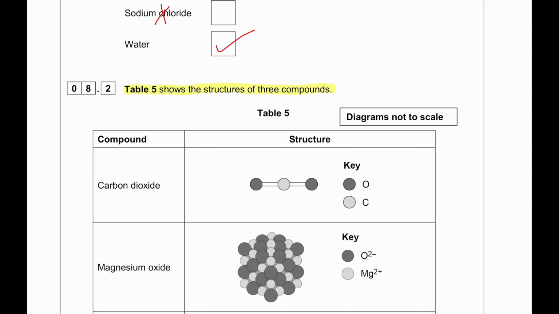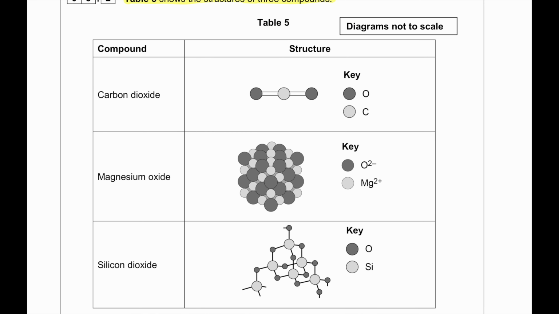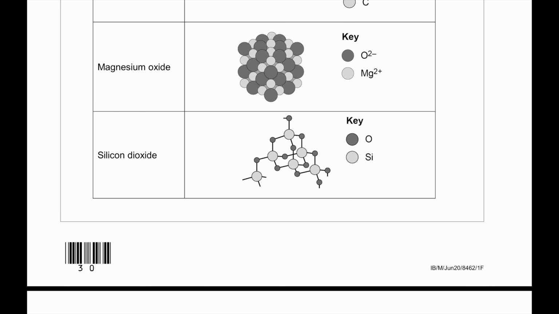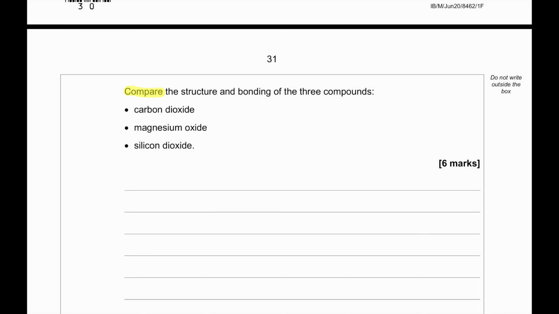Table 5 shows the structure of three compounds. We can see carbon dioxide, magnesium oxide, and silicon dioxide. Compare the structure and bonding of the three compounds, carbon dioxide, magnesium oxide, and silicon dioxide.